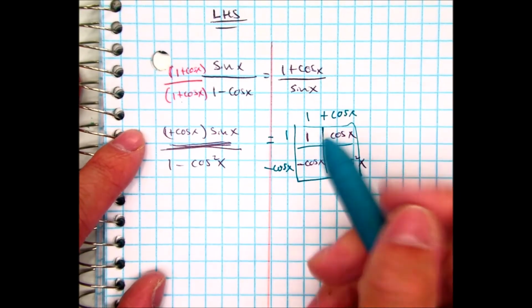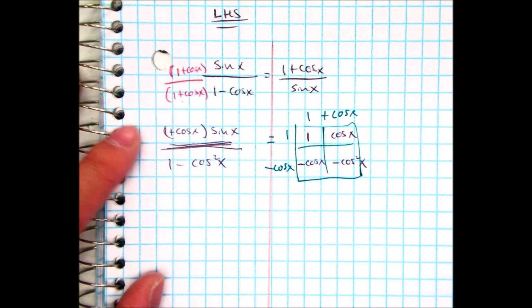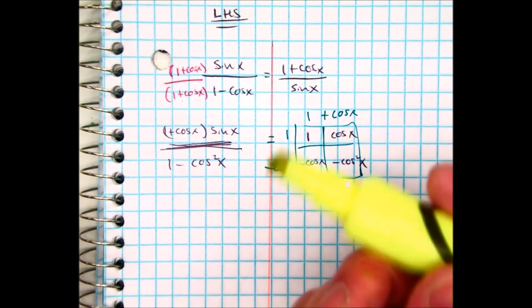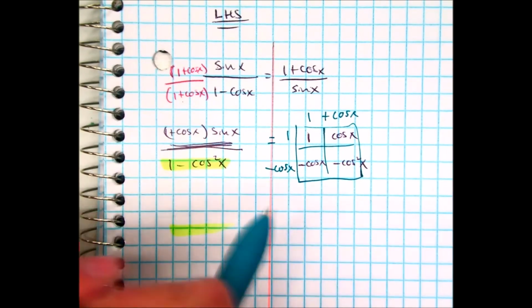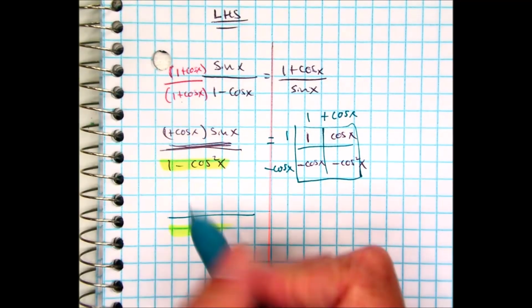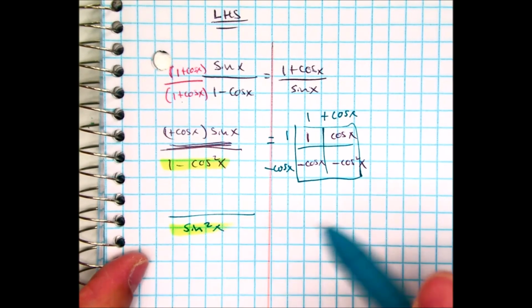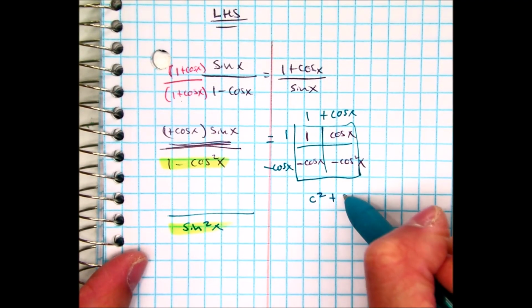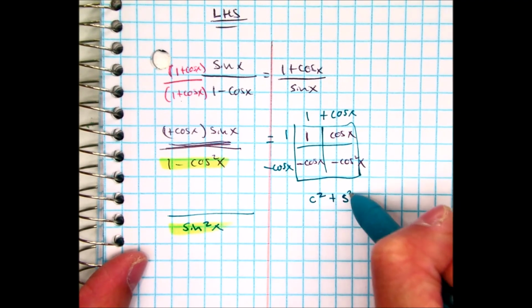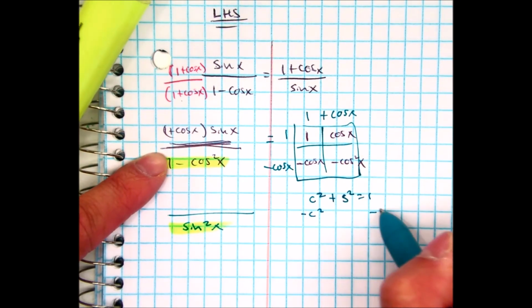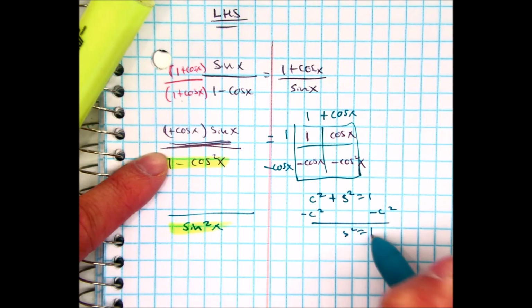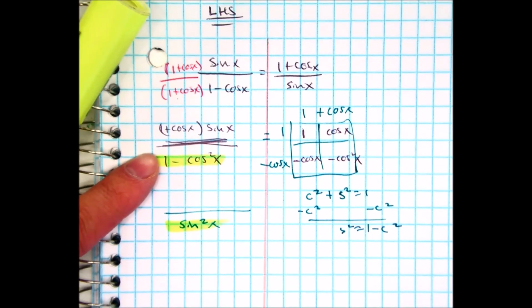Alright, what'd you guys do next? Numerator or denominator? Sine squared x? Yes. Cosine squared plus sine squared equals 1. You want to match. So sine squared equals 1 minus cosine squared.